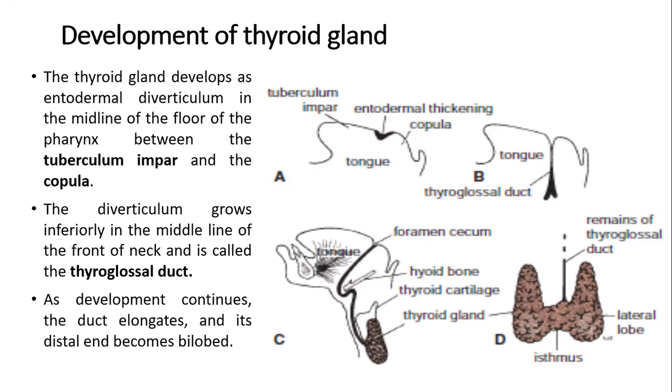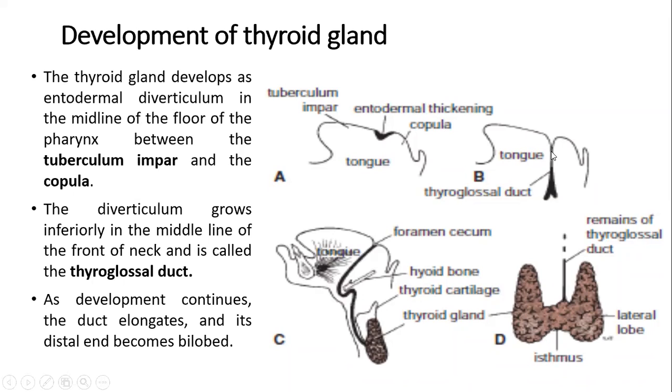The thyroid gland develops as an endodermal diverticulum in the midline of the floor of the pharynx between the tuberculum impar and the cochlea. So here, this is the development of the tongue. During the development of the tongue, the anterior part is called the tuberculum impar, and the posterior part is called the cochlea. In between them, there is an endodermal thickening. So it is actually developing from the tongue.